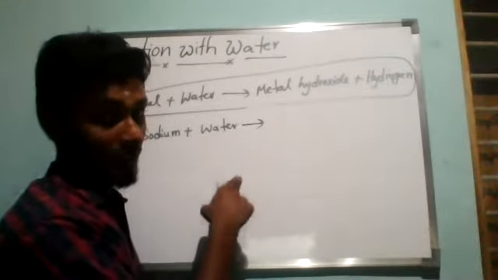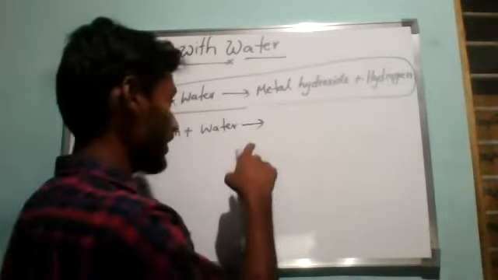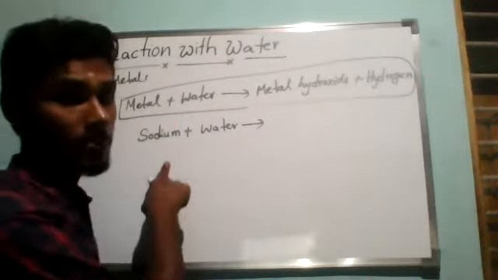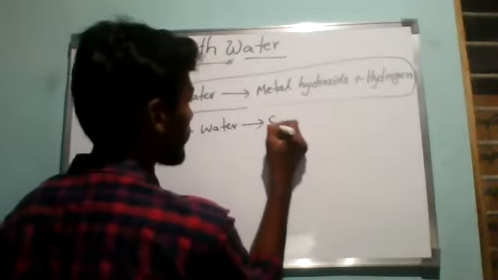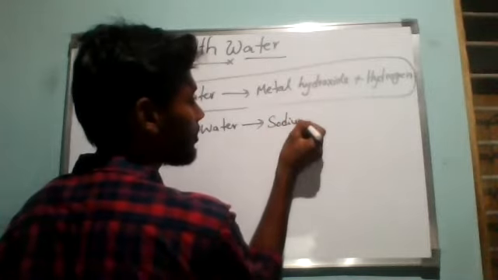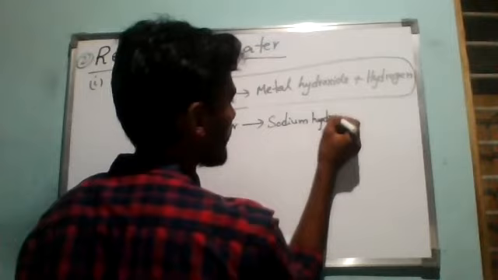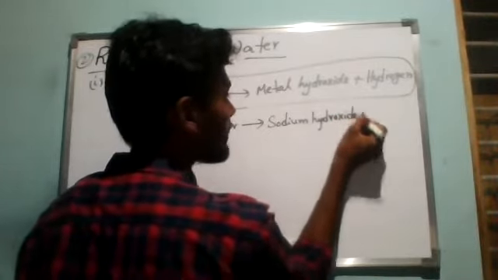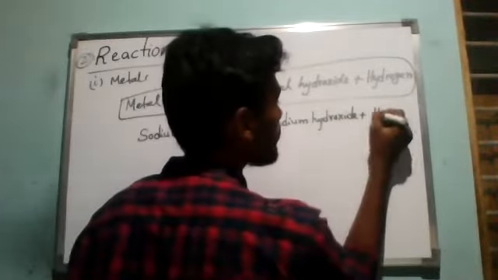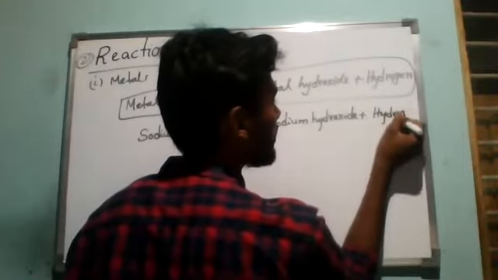We get a metal hydroxide first. Here the metal is sodium, so we get sodium hydroxide. I will write the chemical formula also; if you are interested, you can learn. So sodium hydroxide, plus, along with that we get hydrogen gas.